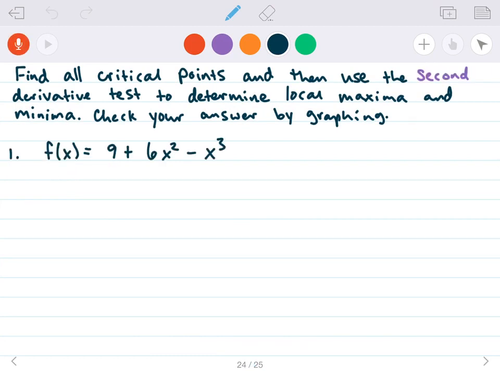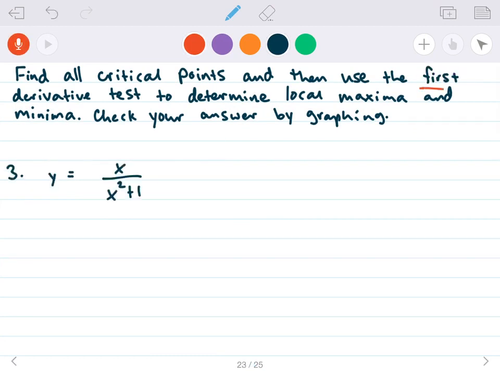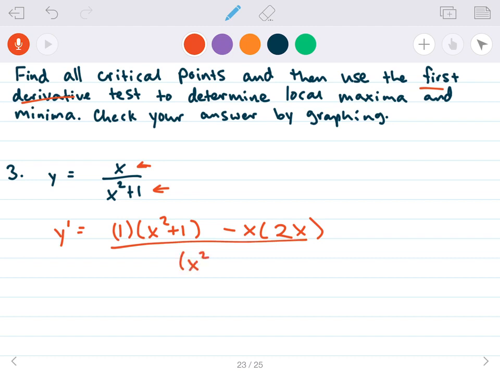All right, so now we're using the first derivative again. Same thing. I encourage you to pause the video and see if you can do this. But yeah, let's go ahead and get it done. We have to find the derivative, and we need to use the quotient rule because we have a top function x and a bottom function x squared plus 1. So remember the quotient rule: we take the derivative of the top times the bottom, minus the top times the derivative of the bottom, all over the bottom squared.